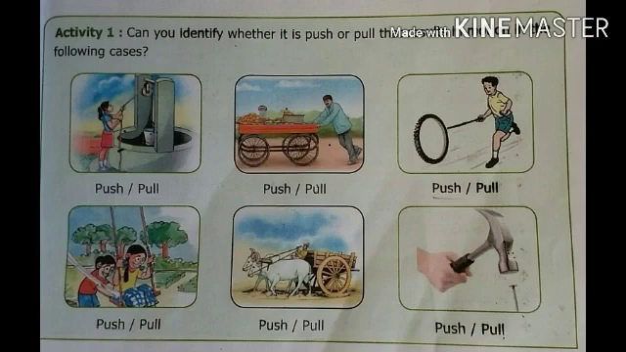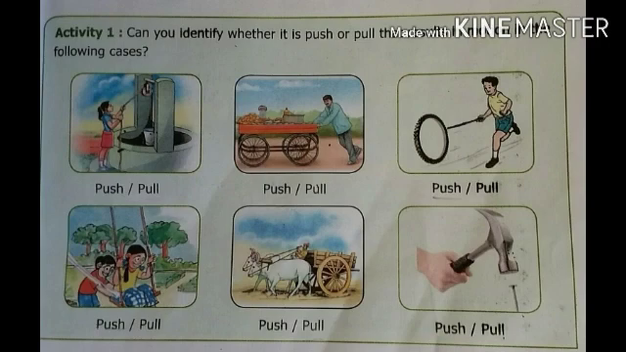In the second row, first picture, you can see a girl sitting in a swing and a boy pushing. So what is this boy doing? He is pushing the swing. So is it a push or a pull? Push. In the next picture, you can see a bullock cart. A man is holding the rope and he is trying to stop the bullock cart. So is he pulling or pushing? He is pulling the rope. So the answer is pull.